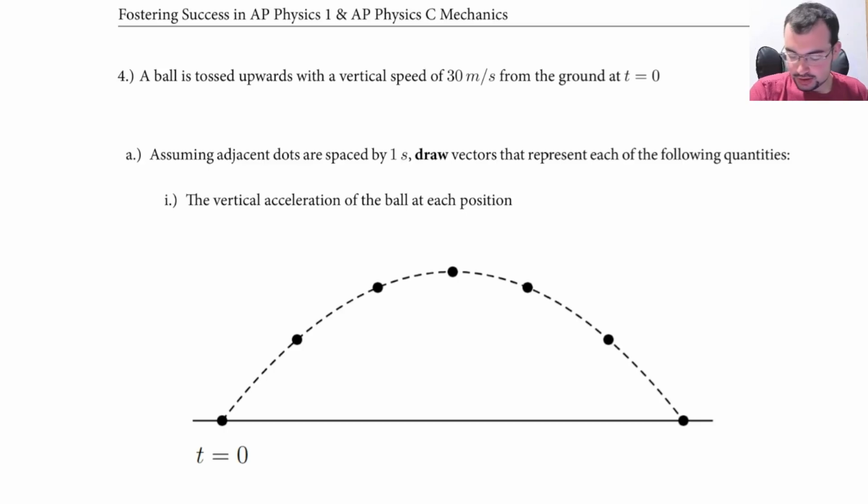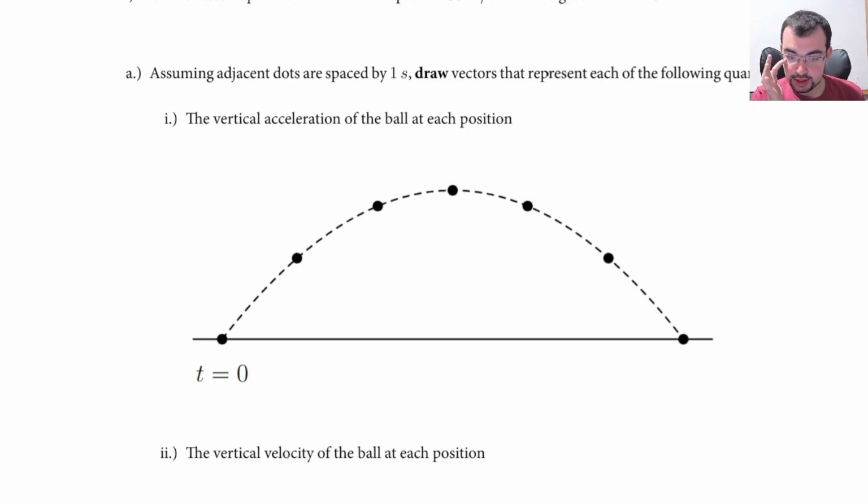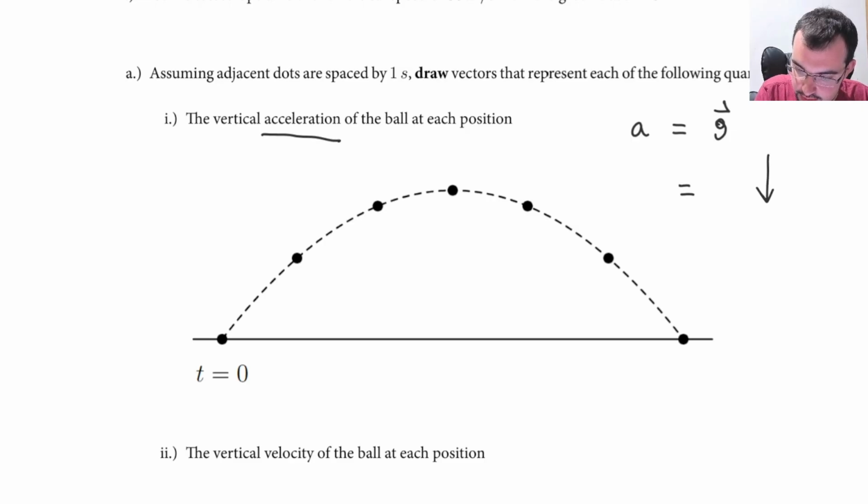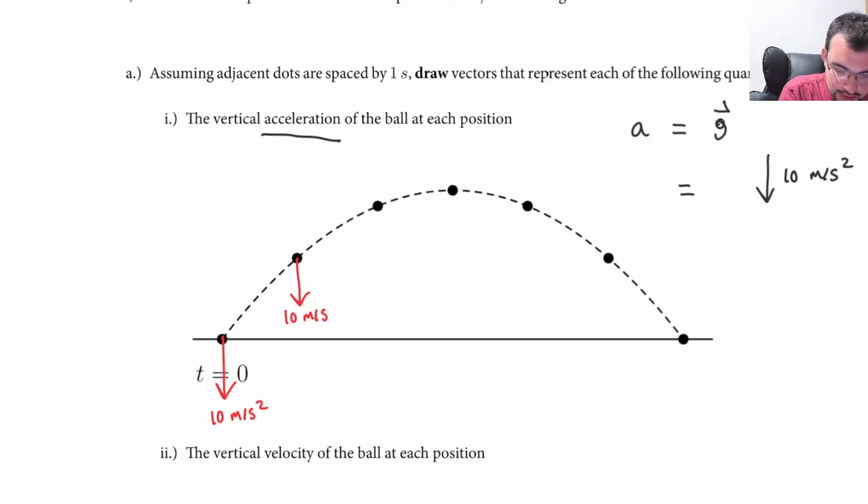All right. An object is tossed up with a vertical speed of 30 meters per second. Assuming dots are spaced by 1 second, draw the vertical acceleration of the ball at each position. Well, acceleration is just g, which is 10 meters per second squared downward. So you are 10 meters per second squared. You are 10 meters per second squared. Yes, even at the top.